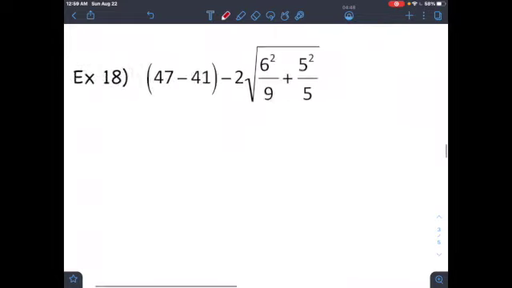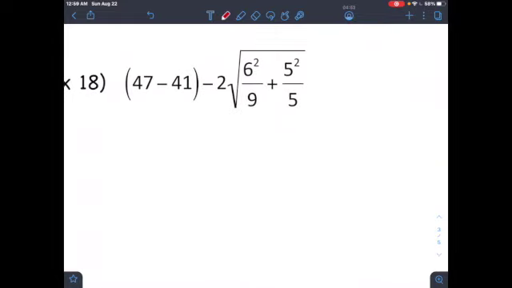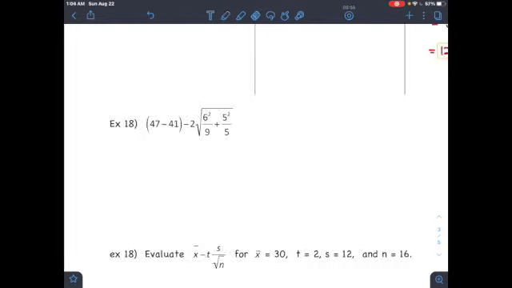Example 18. Please make sure you double check your square roots. You should be able to punch the square roots in the calculator because it looks very complicated. What we're going to do is 47 minus 41. In this case, that is going to be just 6. And minus 2 times the square root. Now, I'm going to punch it in the calculator and turn it into a fraction and see what I get. Please pause the video and try number 18. So the answer for number 18 is 0.